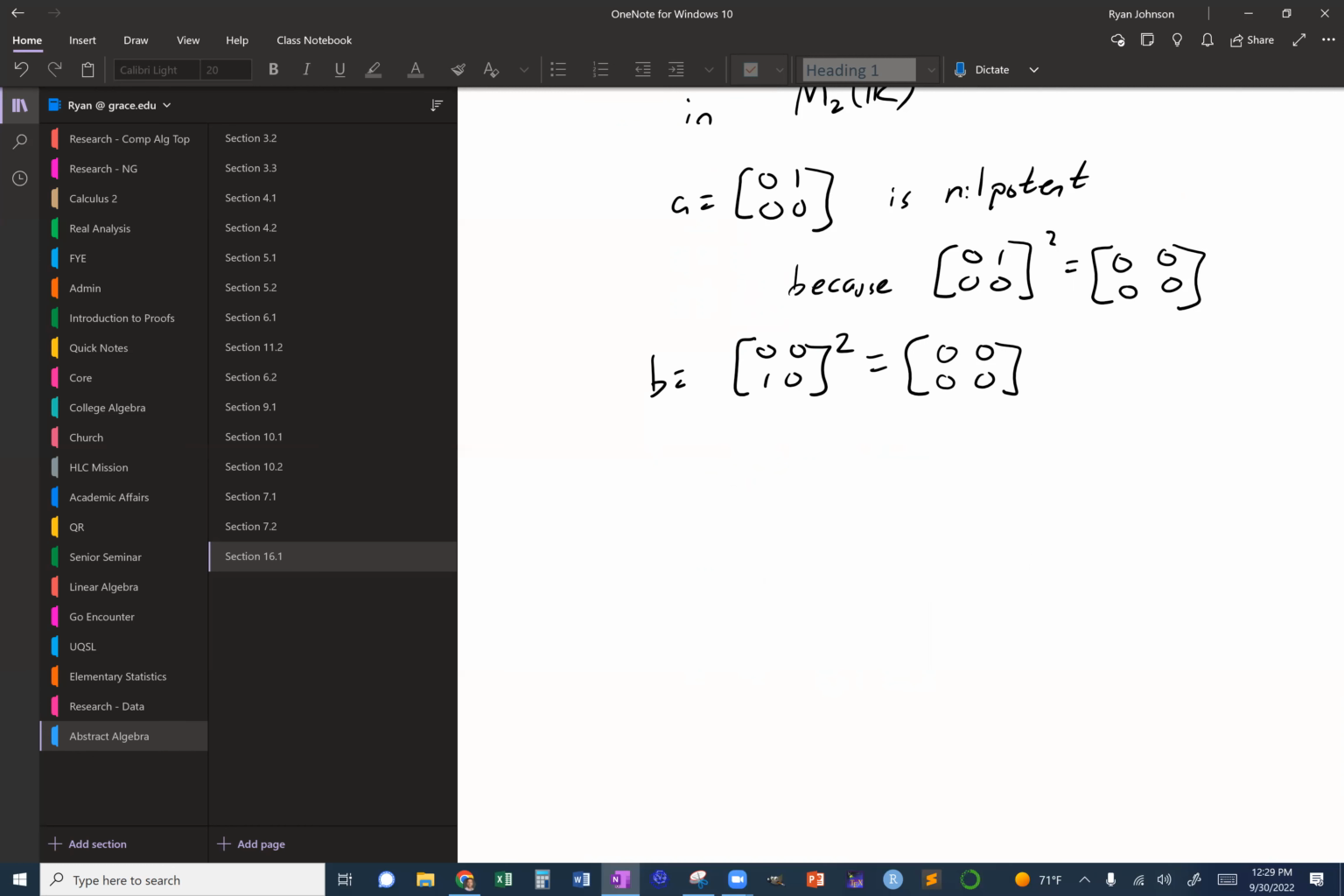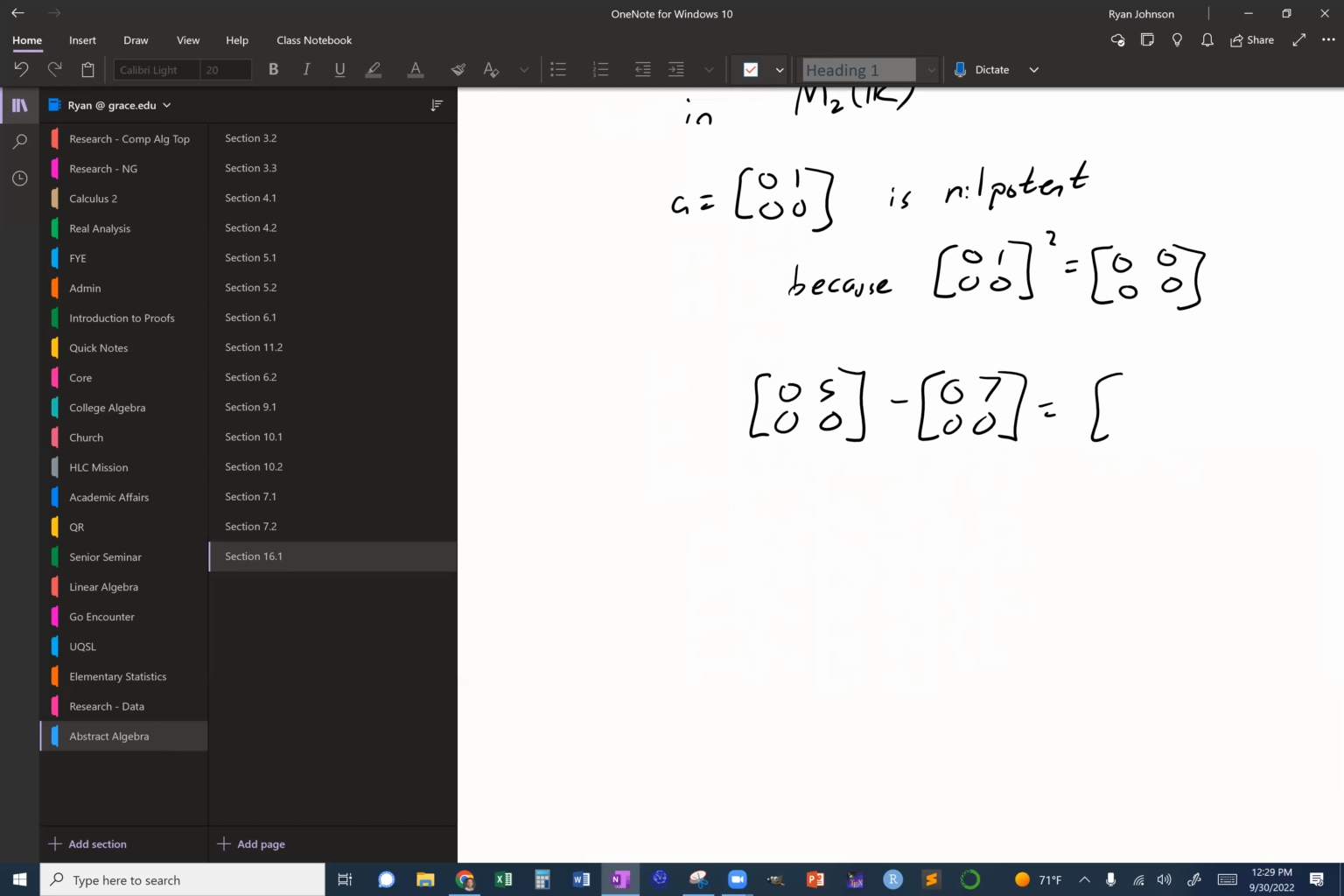Upper triangular matrices are commutative, so it would work if you only stayed with the upper things. For instance, [[0,5],[0,0]], a nilpotent element, minus [[0,7],[0,0]] is equal to [[0,-2],[0,0]], also nilpotent.